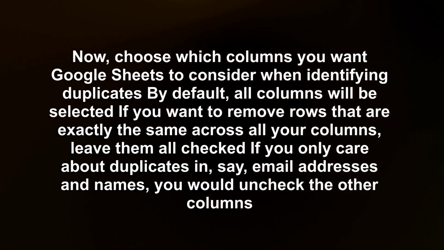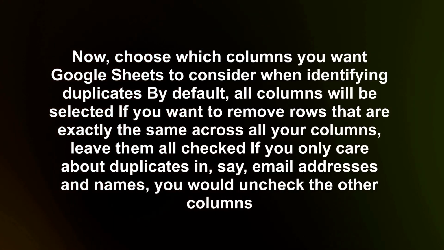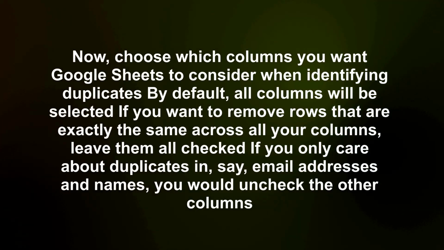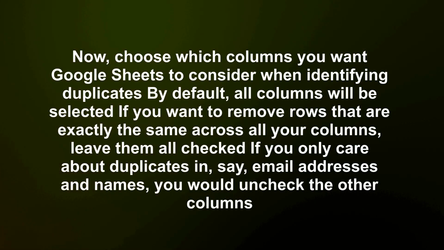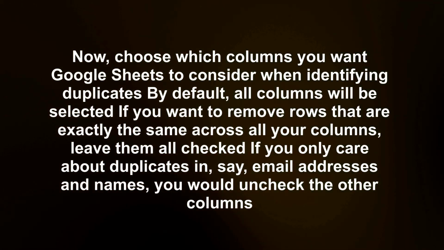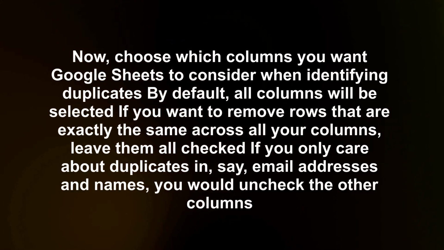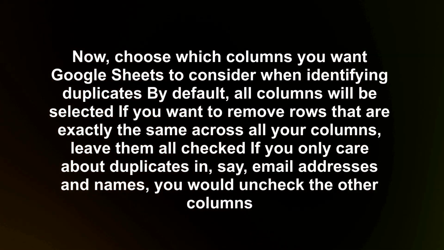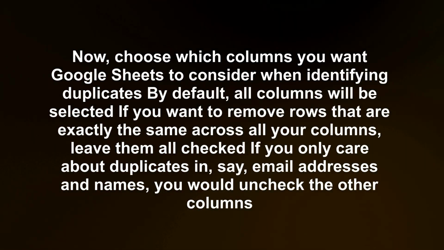Now choose which columns you want Google Sheets to consider when identifying duplicates. By default, all columns will be selected. If you want to remove rows that are exactly the same across all your columns, leave them all checked. If you only care about duplicates in, say, email addresses and names, you would uncheck the other columns.